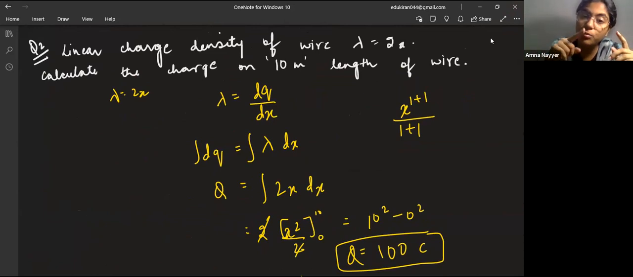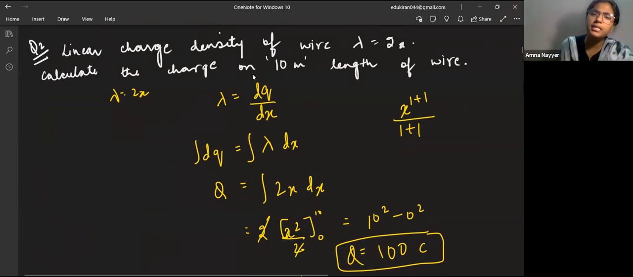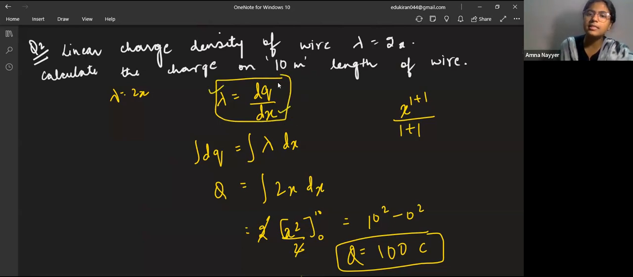Lambda is non-uniform, so we'll use dq over dx. You don't differentiate here; this is basically the formula for non-uniform. Now, lambda is given, dq is missing, so we'll integrate it. Put the value of lambda as 2x because this is provided in the question, and integrate from 0 to 10 because we have to find the charge up to 10 meters.